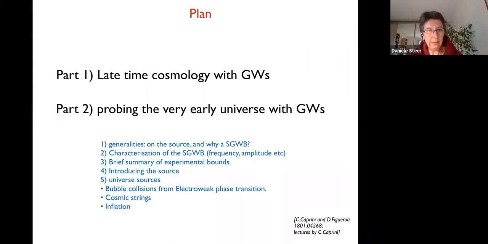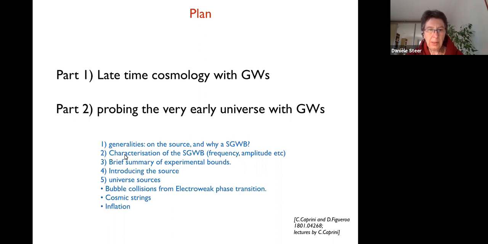Okay, so in this second part, I want to go into a bit more detail on the stochastic gravitational wave background. So I split it into at least five sections. The first one is quite general. I'll be talking very generally about some properties of the source, really trying to stress the difference between the three sources I want to discuss, and also explain why we're talking about the stochastic gravitational wave background.